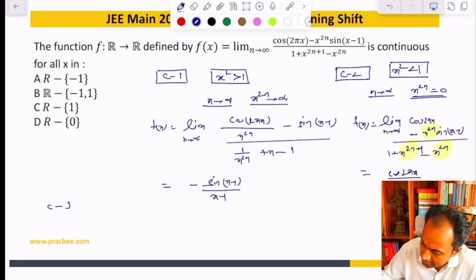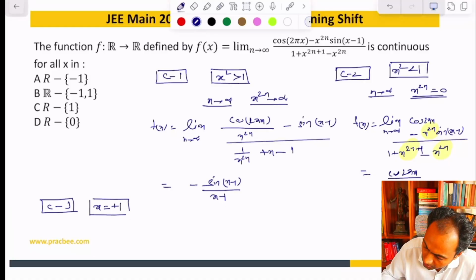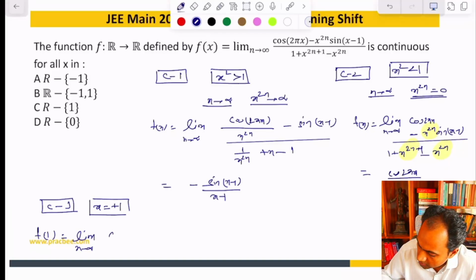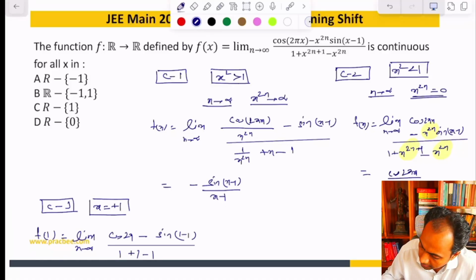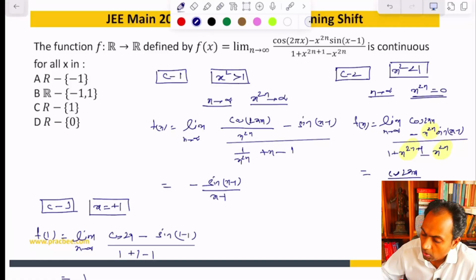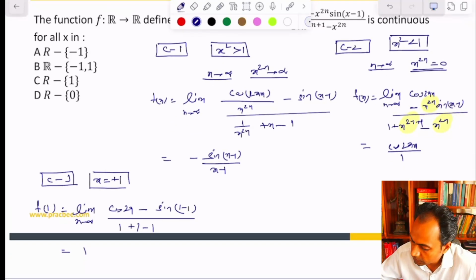So, there could be a case 3 when x is equal to plus 1. If I consider this value, now the value of f of 1 becomes limit n tends to infinity. If you put 1, this becomes cos of 2 pi minus sine of 1 minus 1 divided by 1 plus 1 minus 1. And as a result, you can see that this comes out to be 1. On the other hand, we could have a case 4 also.